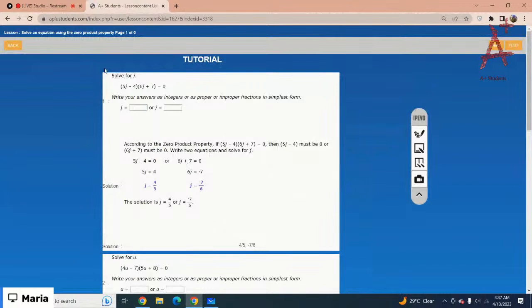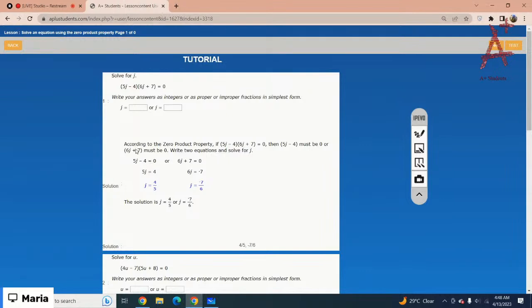Got it? So zero product property means you have two of the factors, their product equals 0. That means you can equate both the factors to 0. Like here you have 5j minus 4 times 6j plus 7 equals 0. You can equate them by 0. Like 5j minus 4 equals 0 or 6j plus 7 equals 0.